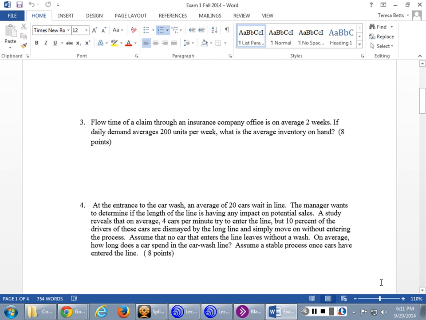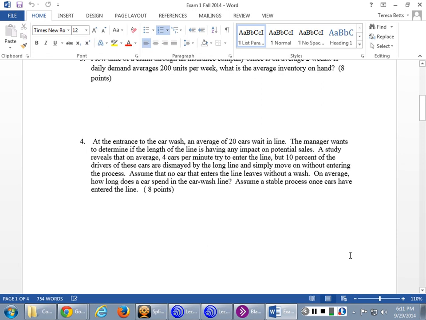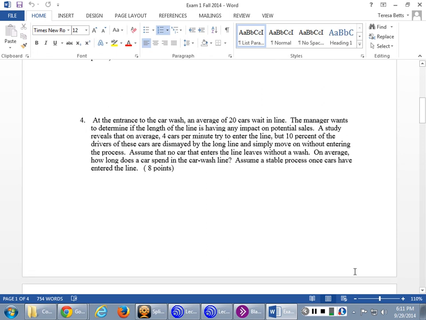At the entrance to the car wash, an average of 20 cars wait in line. The manager wants to determine if the length of the line is having any impact on potential sales. A study reveals that on average 4 cars per minute try to enter the line, but 10% of the drivers of these cars are dismayed by the long line and simply move on without entering the process. Assume that no car that enters the line leaves without a wash. On average, how long does a car spend in the car wash line?